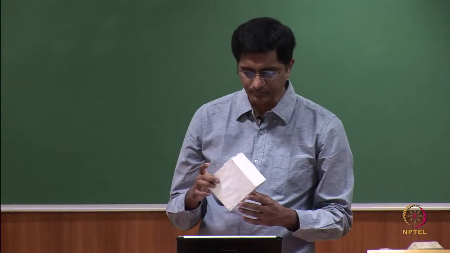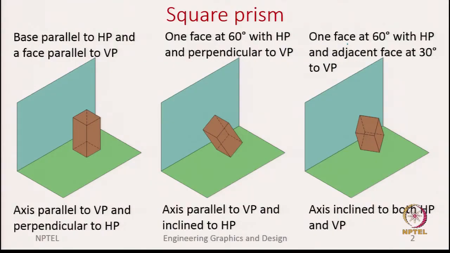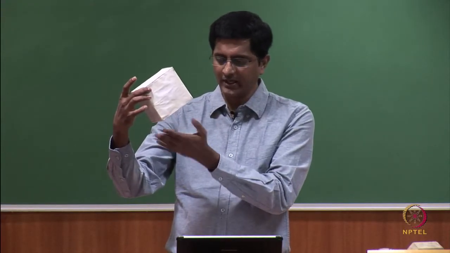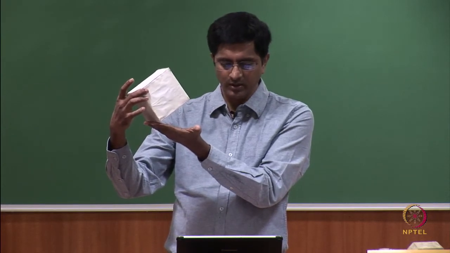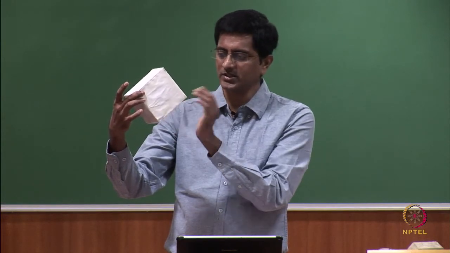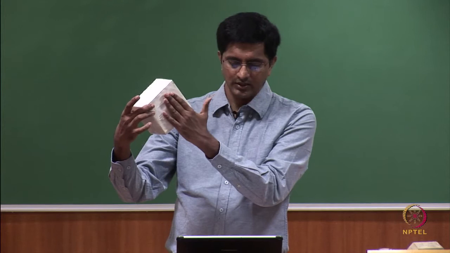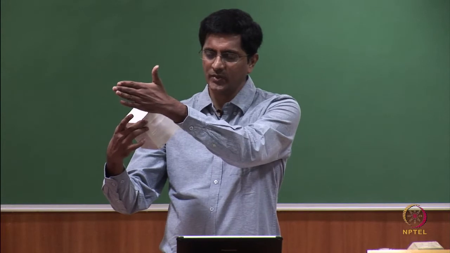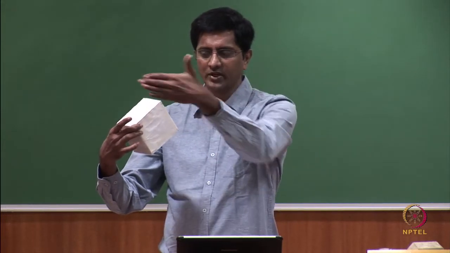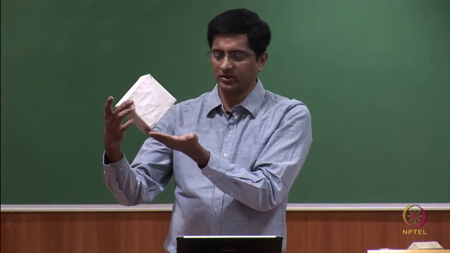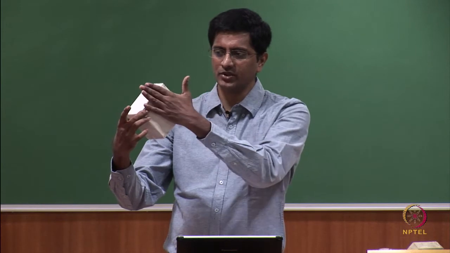Okay. And in the last orientation, again we can say that now we rotated it, right. So, this face is at an angle of 60 degrees with the horizontal plane and the adjacent face. So, this is one face, adjacent to it is either this or this. So, let us take this. This face is at an angle of 30 degrees with the vertical plane. So, you use one face to define the angle with the horizontal plane and the other face to define the angle with the vertical plane.